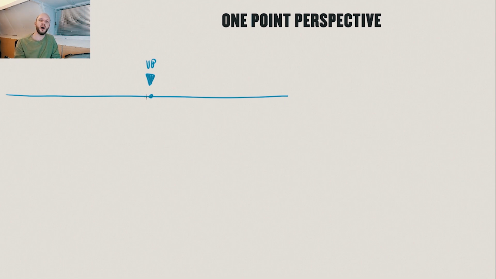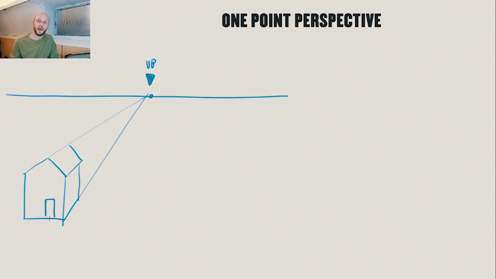So let's say we draw a small house on the left bottom corner. Here we have a house. Now everything that we draw, so all the other lines, the horizontal and the vertical lines, are all just straight. But all the lines that are going towards this vanishing point are converging towards the vanishing point.